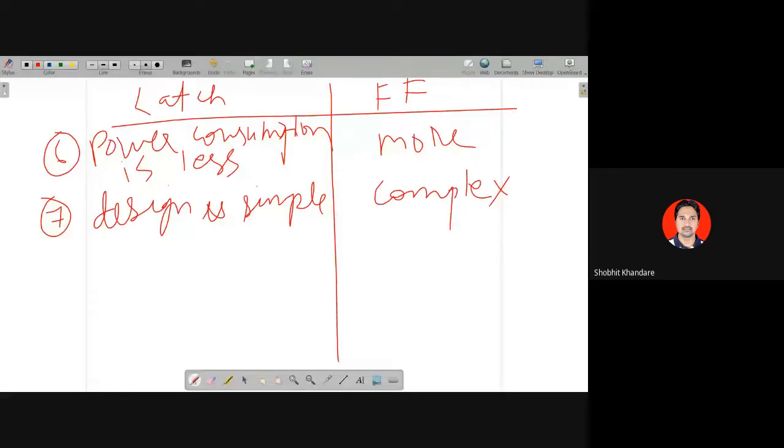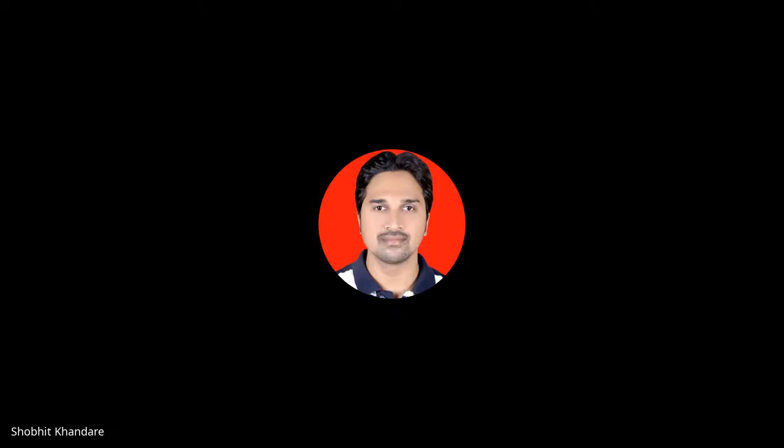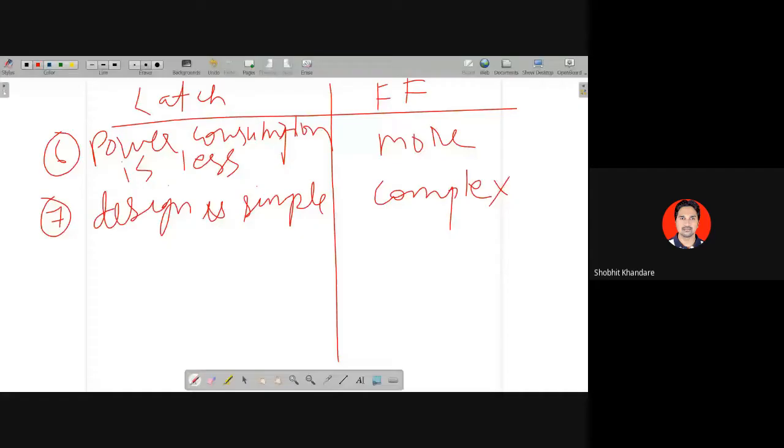Okay, these are some important points to differentiate between the latch and the flip-flop. There are many more points, but these are the 7 important points. Mostly the difference will be only based upon the clock signal. यहाँ पे clock signal है, वहाँ पे नहीं है. You can draw some inferences which become the differences between the latch and the flip-flop.